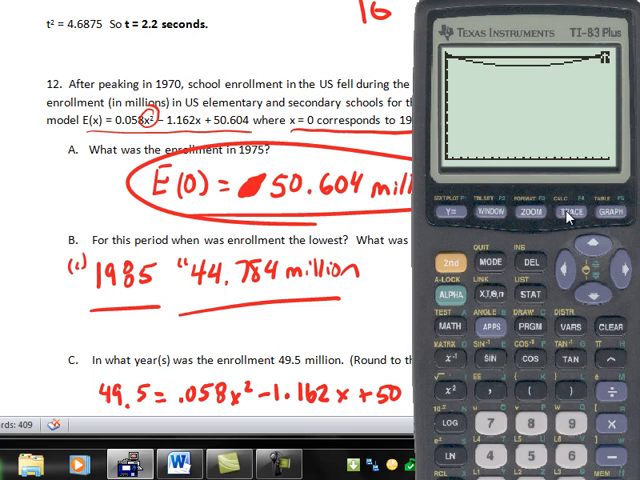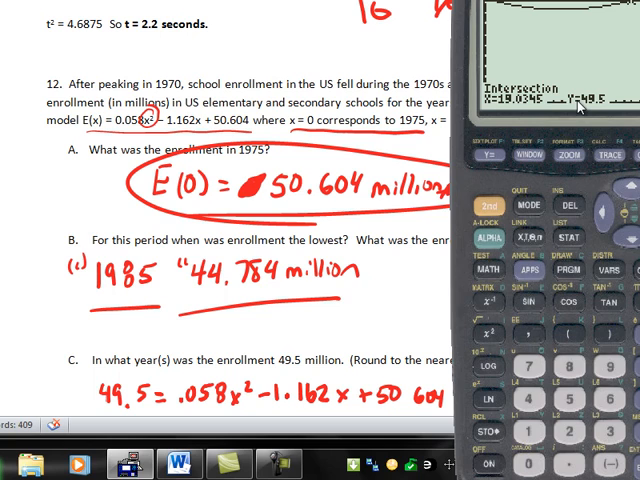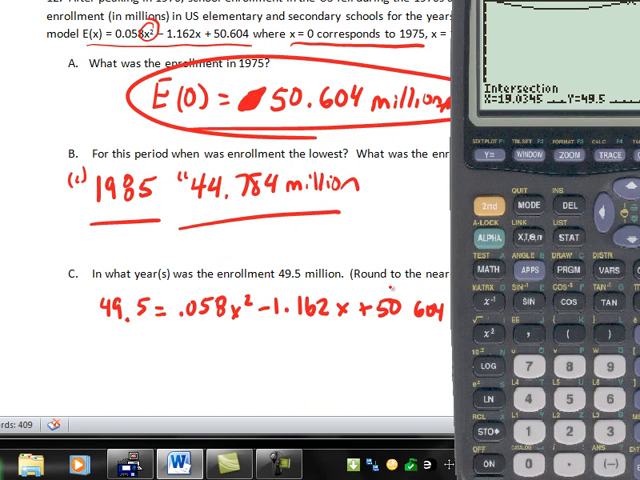So I'm going to go to second trace, looking for intersection, number 5. First time I just press enter, enter, enter, and it found this one over here. So at about 19, 19 years after 1975 would be 1994. That's one answer, but we have another answer too. So second trace, number 5. Enter, enter, and rather than scrolling, you can just take a guess at it. Maybe around 1 or 2. We'll say 2. And it actually occurs at 1, which is 1976. So in these 2 years, the enrollment was 49.5 million.